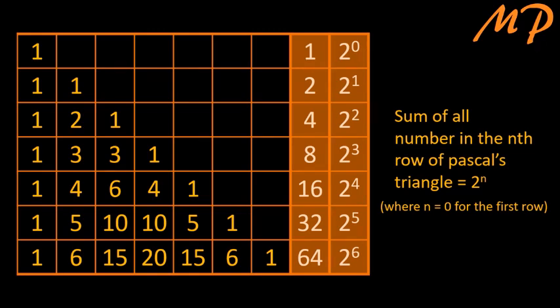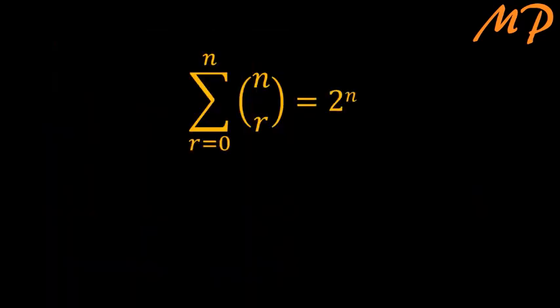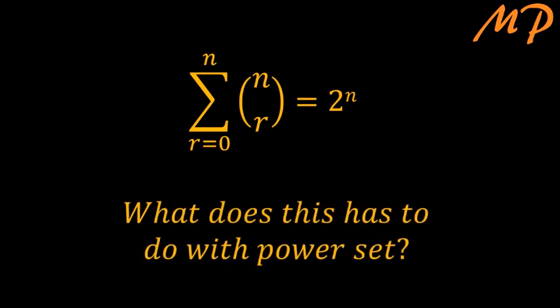Since this works with Pascal's triangle, then this can work with combinations. If you want to know what combinations have to do with Pascal's triangle, then refer to my first video, links in the description. Anyways, what we learn from this table is that the sum of all the combinations in the nth row is equal to 2 to the power of n. I will give a better proof of this later in this video. But you are probably wondering what this has to do with power sets.